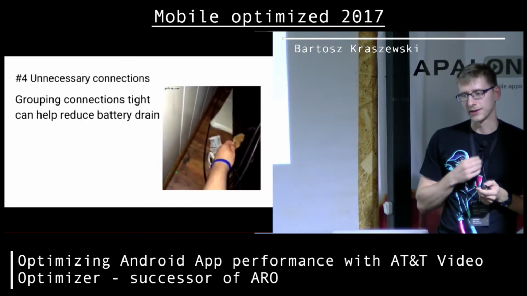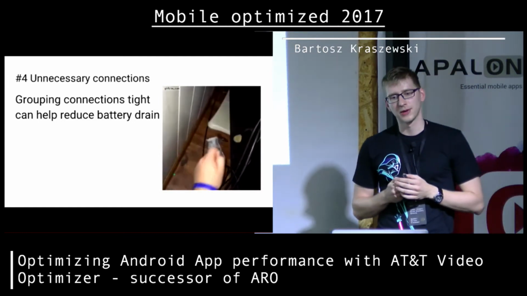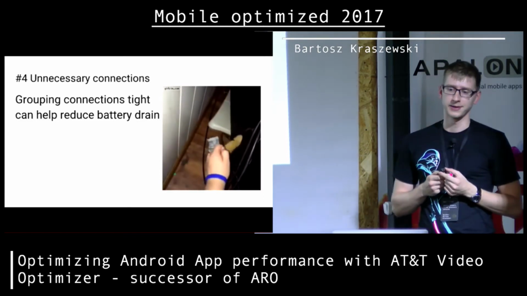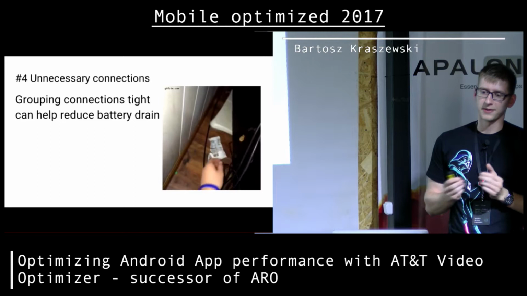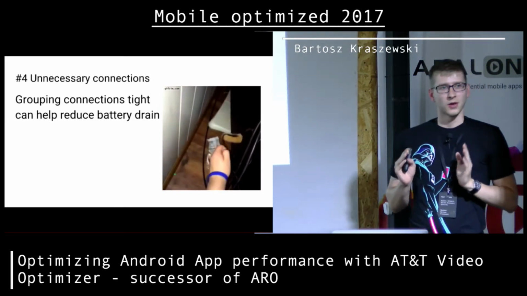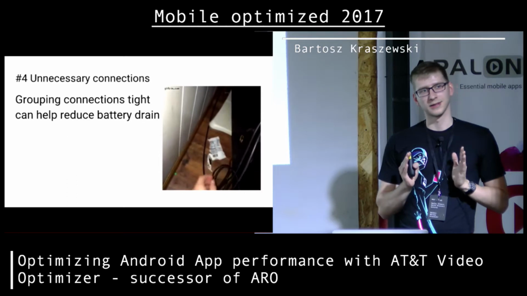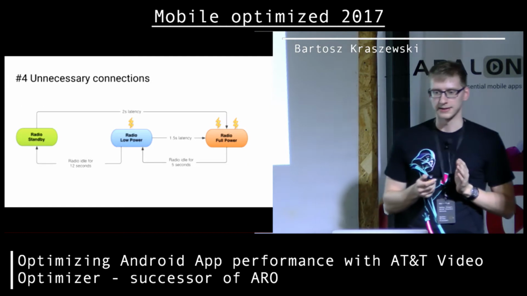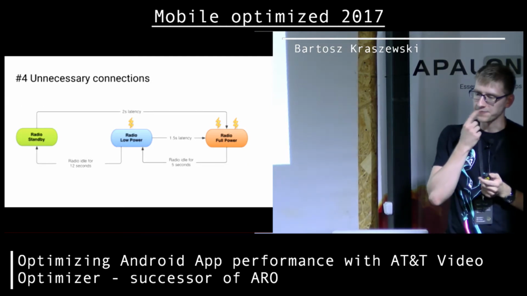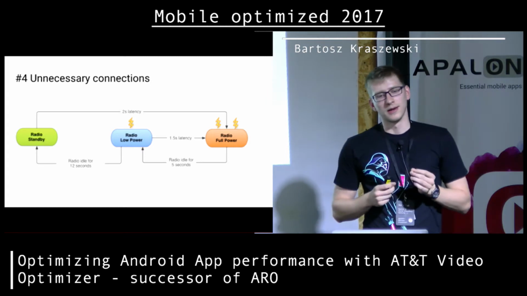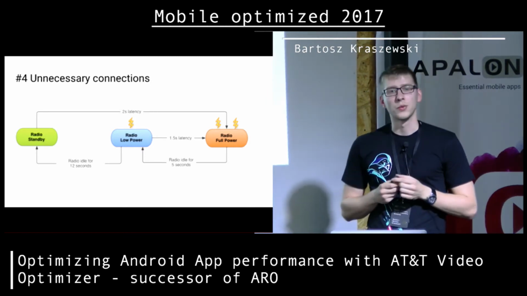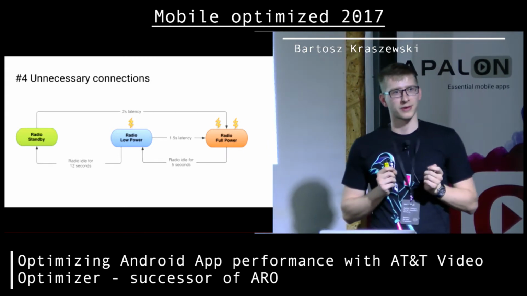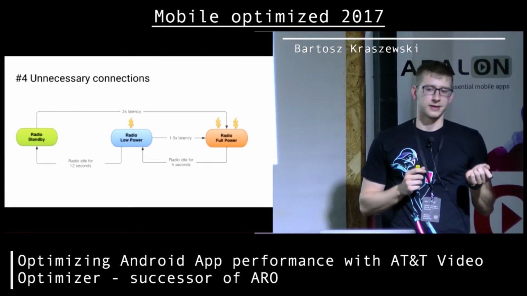Another issue you are likely to have is having unnecessary connections. And this could actually affect user battery drain. What you need to do is always make sure that your connections are grouped very tight and happen during this period of time. Let's look at an example. This is how the mobile radio works. It's a state machine with 3 modes. First, the orange is full power when it's using maximum of energy, and it's used for downloading data.